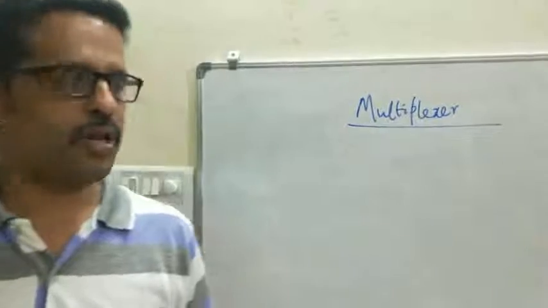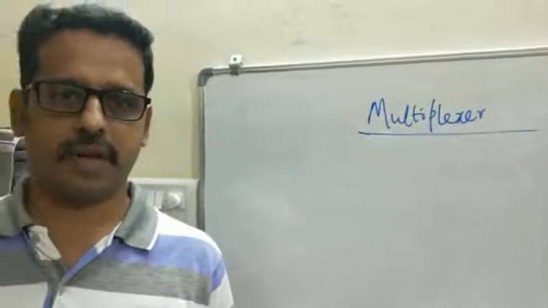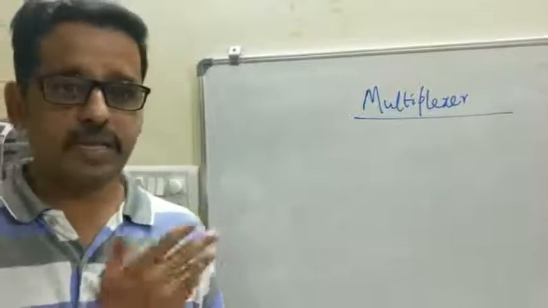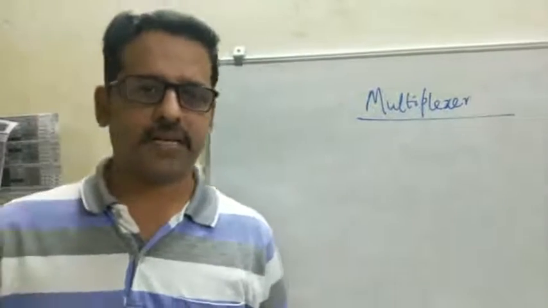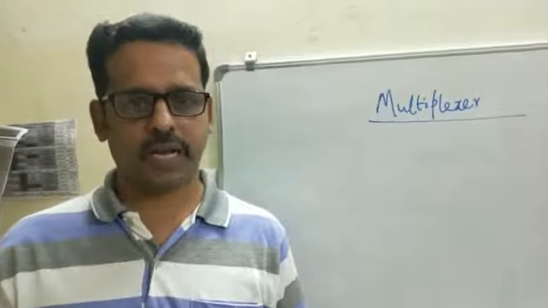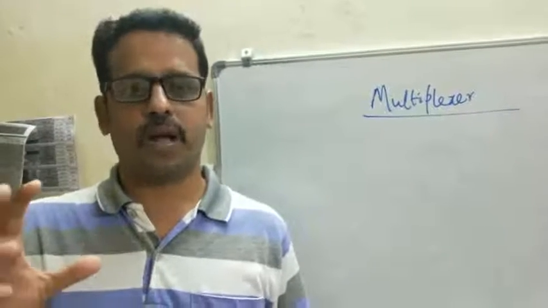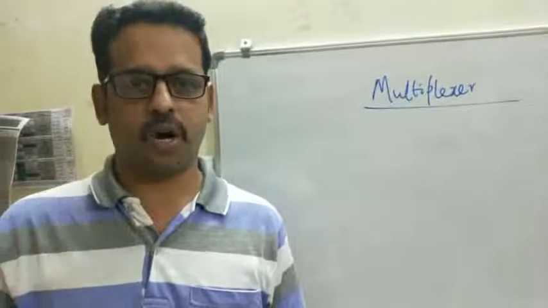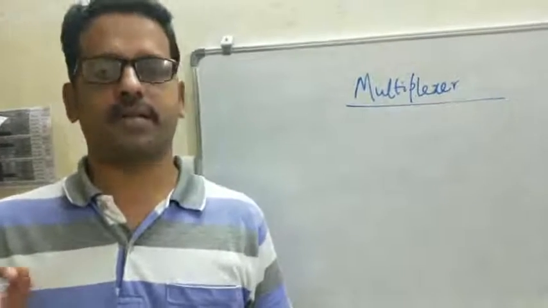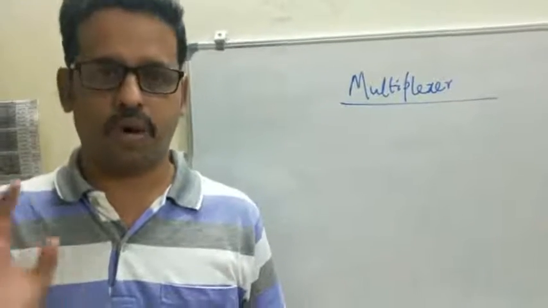Today we are going to continue with the multiplexer concept. In the last class itself we have started discussing about that. Today also we are going to continue with this multiplexer. Multiplexer is otherwise known as data selector. As the name implies, it is going to select one input among the multiple inputs, and that one input will be connected to the output. So simply we can say that a multiplexer is a circuit which takes many inputs and gives out one output.